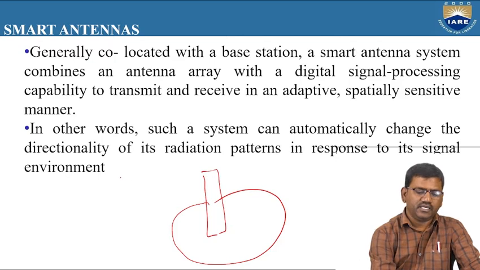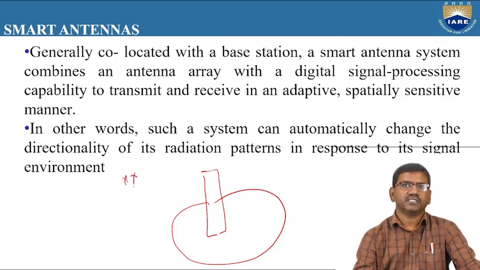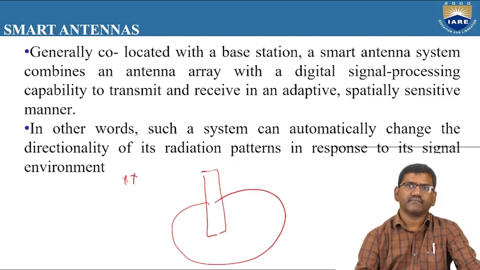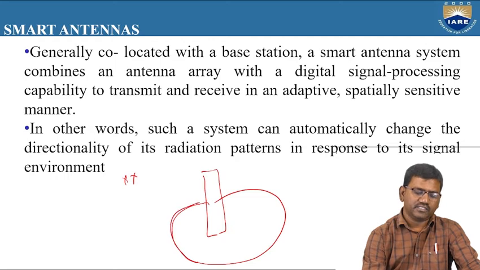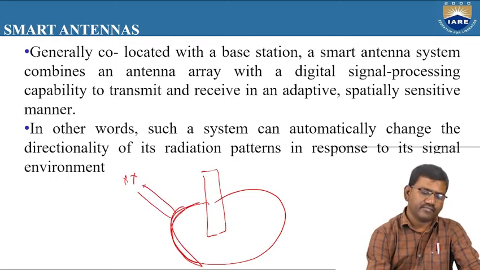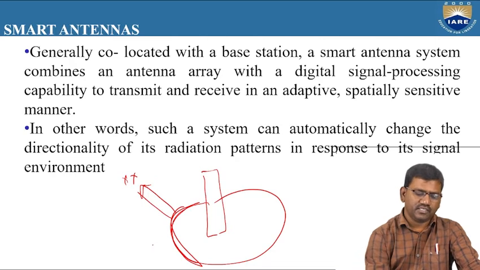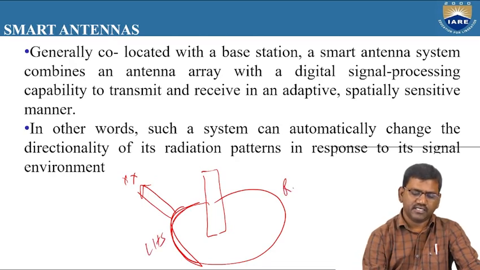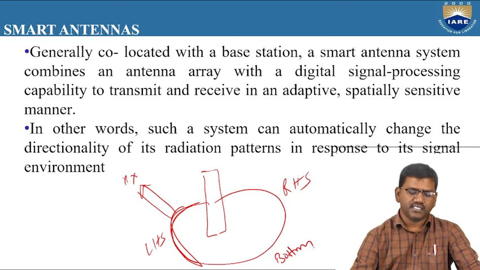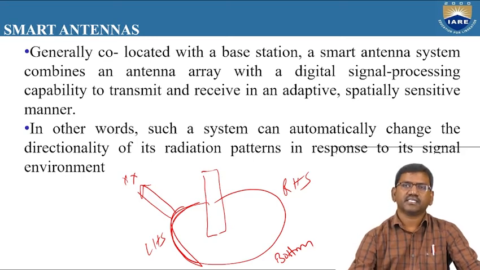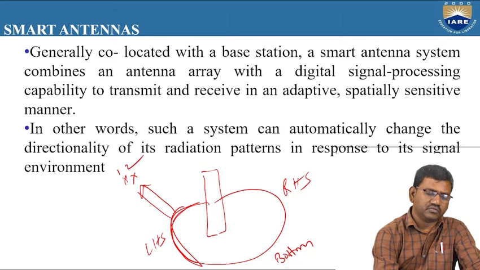Let us assume there are two users in this direction. So these two users can use the radiation pattern on this side effectively. This is the left hand side, this is the right hand side, and this is the bottom side. So in the 360 degrees, this radiation pattern is divided into three sectors. One is the left hand side, the other one is the right hand side, the other one is the bottom side. Let us say here there are two users, 1 and 2.